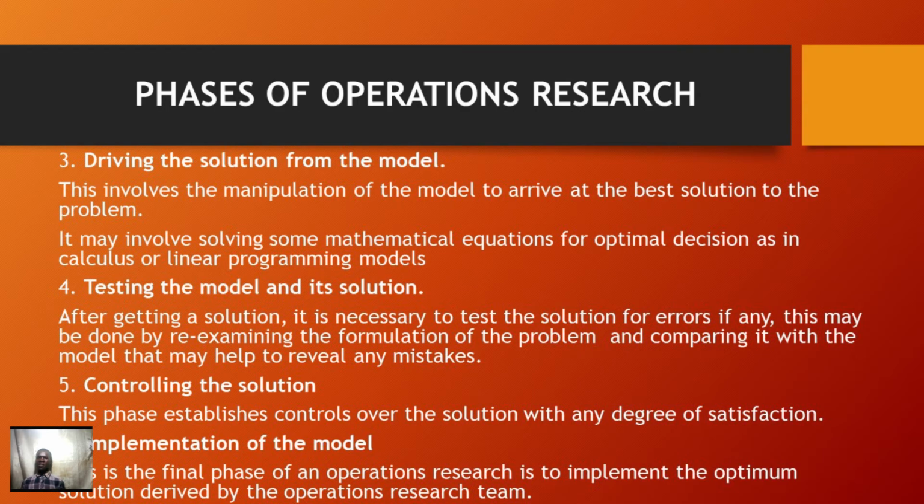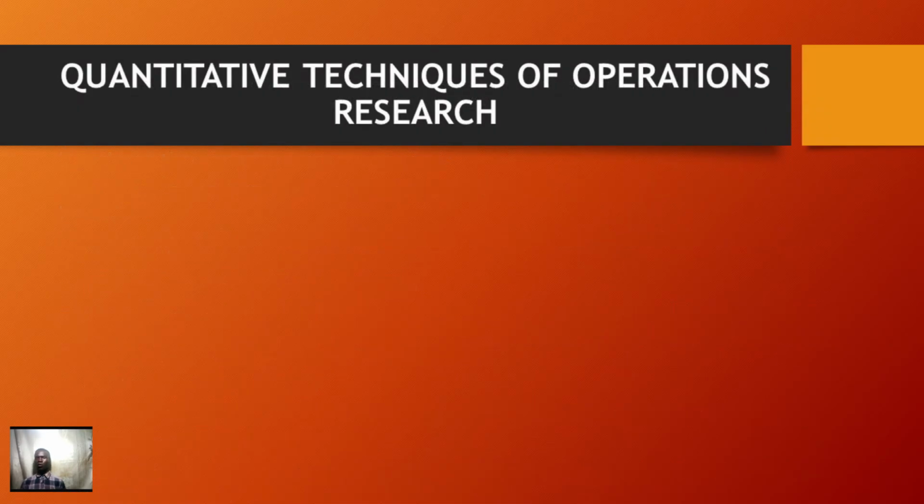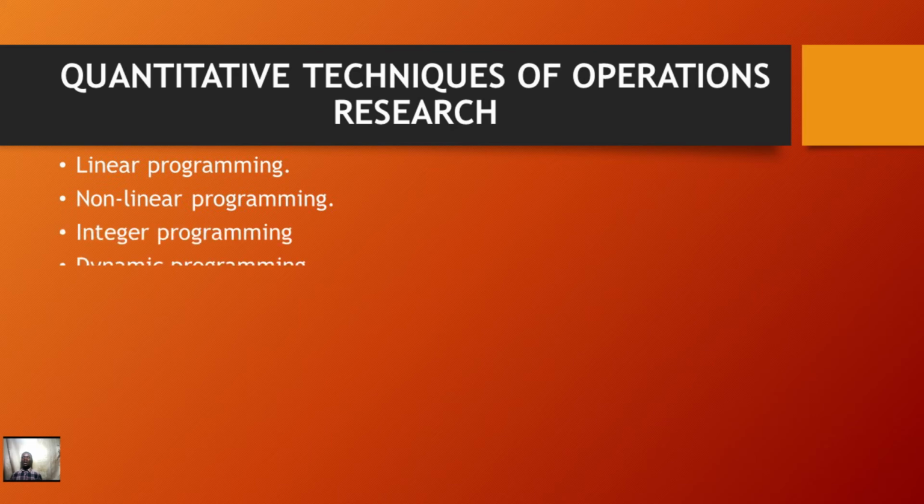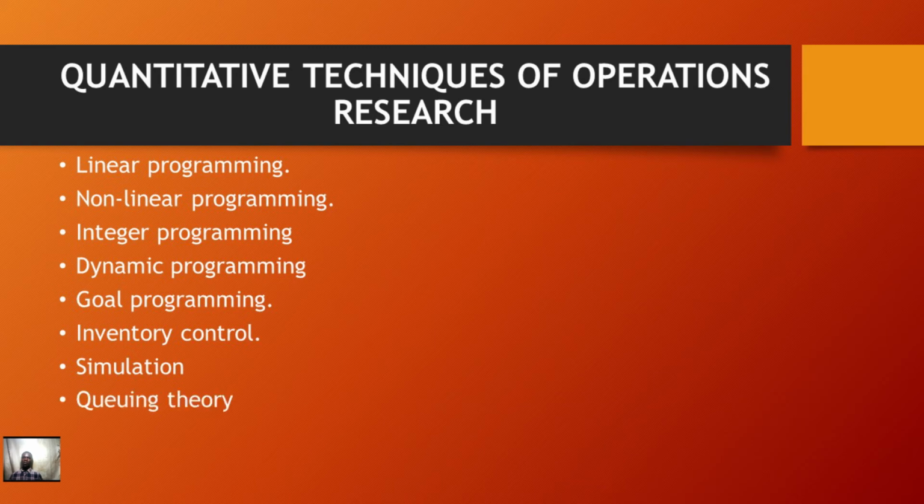They are the stages. Then we have what we call the quantitative techniques of operations research. These ones I'm not going to talk about in too much detail, but in the next video I'll be trying to explain each of them, because they involve calculation, they involve collection of data and manipulating it. So here we're going to look at linear programming. We shall look at nonlinear programming. We shall look at integer programming. We shall look at dynamic programming, goal programming, inventory control, simulation, and so forth.